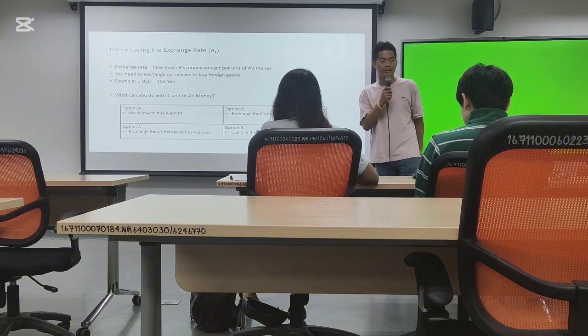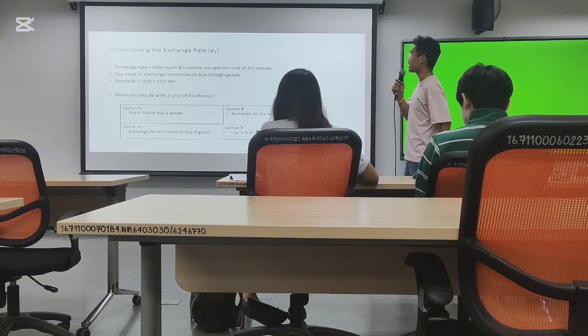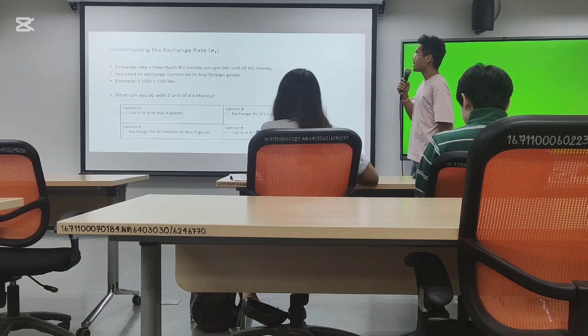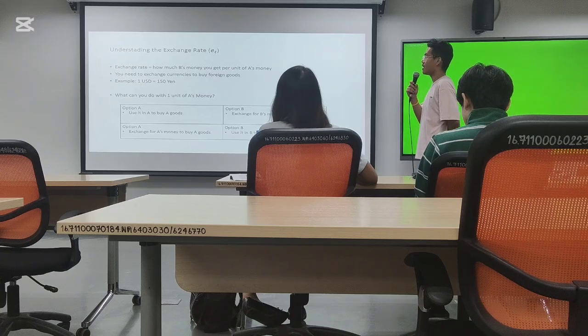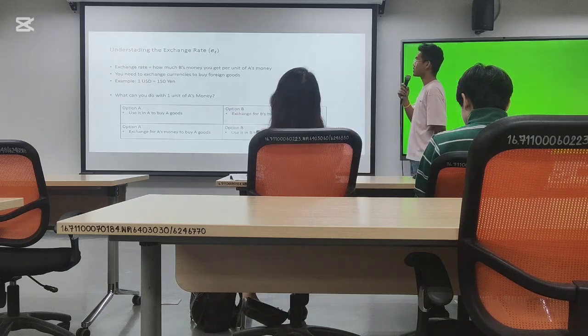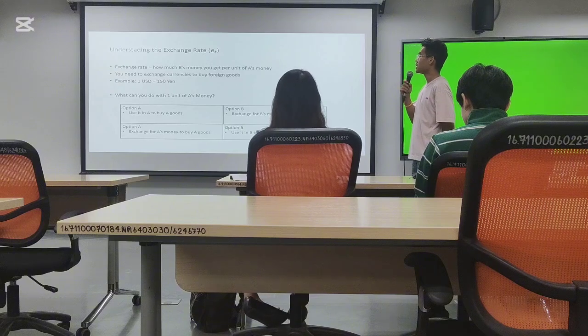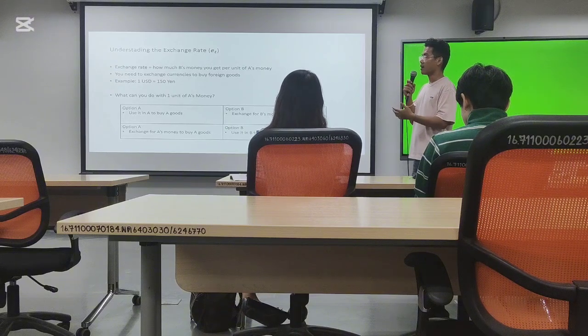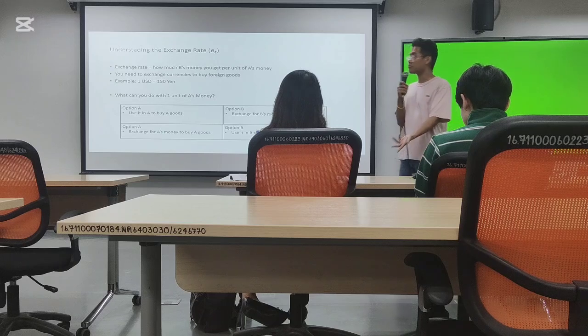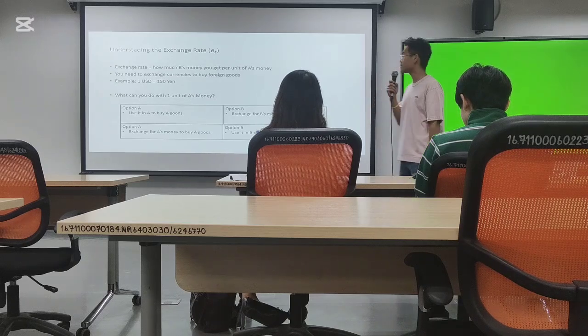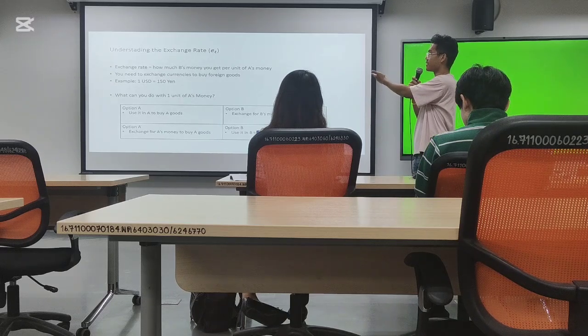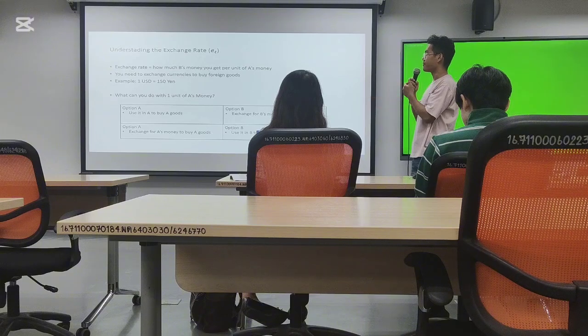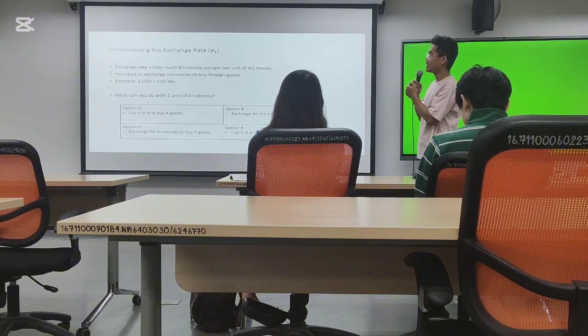So let's look at the exchange rate. We summarize it as ET. Exchange rate means how much of B's money you get per unit of A money. Let's say $1 USD, how much can we get in Japanese yen? So if I simply give 1 USD, I get 150 yen.